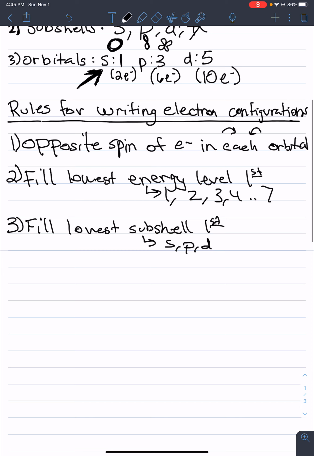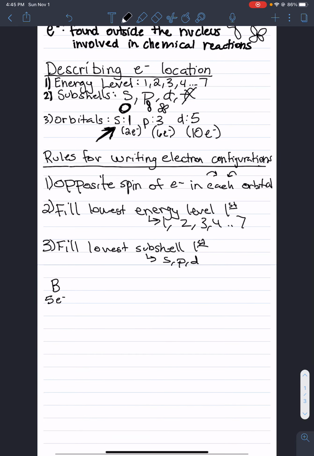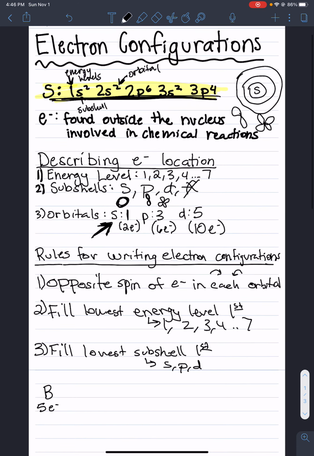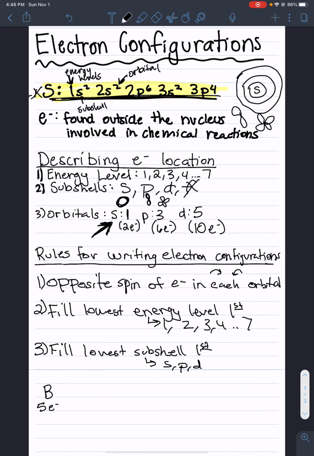So, let's look at the element boron. Boron's symbol is B. So find B on your periodic table and tell me how many electrons it has. Okay, so boron has 5 electrons. So instead of just doing a Bohr model to tell me where they are, remember we are going to have to write it out kind of like this up here at the top. We're going to have to be writing it like that, saying where these electrons are located.